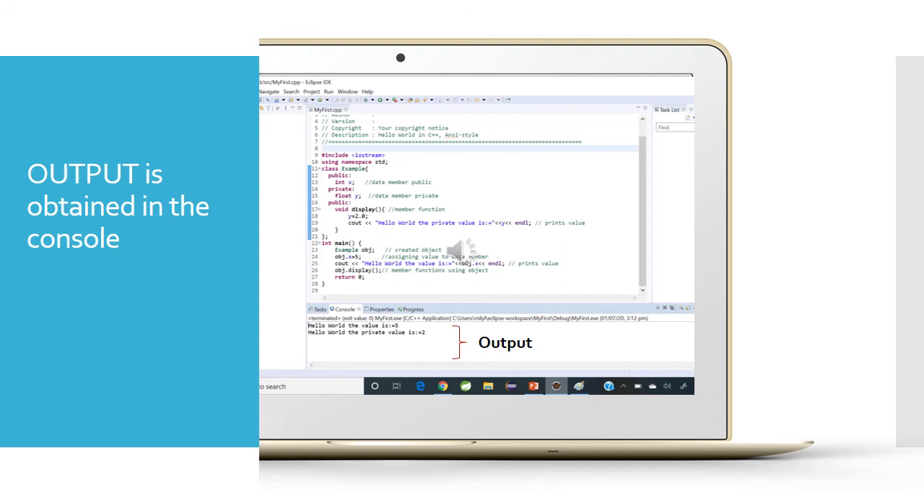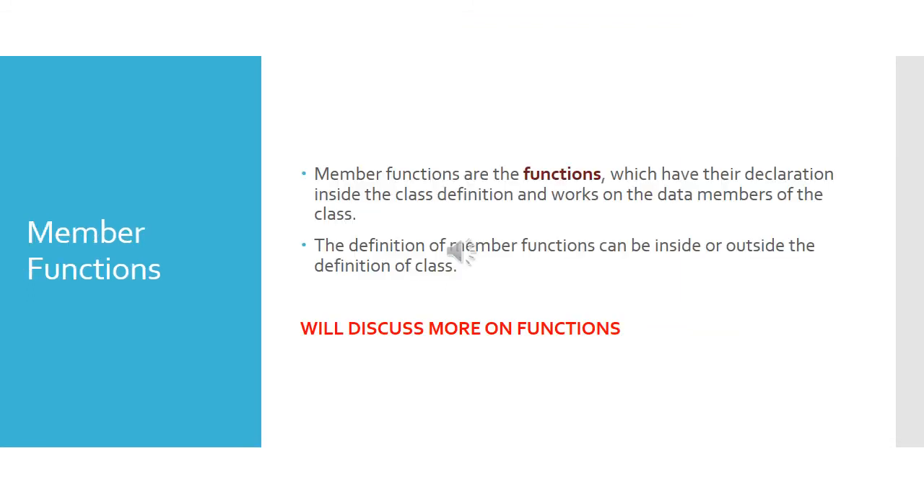One is printing the public value inside the main and another is printing the private value inside a member function specified inside the class. Again, the member function is public. That is why it has been able to call it inside the main function. So in the next few slides we'll be learning how to create member functions and what member functions are.